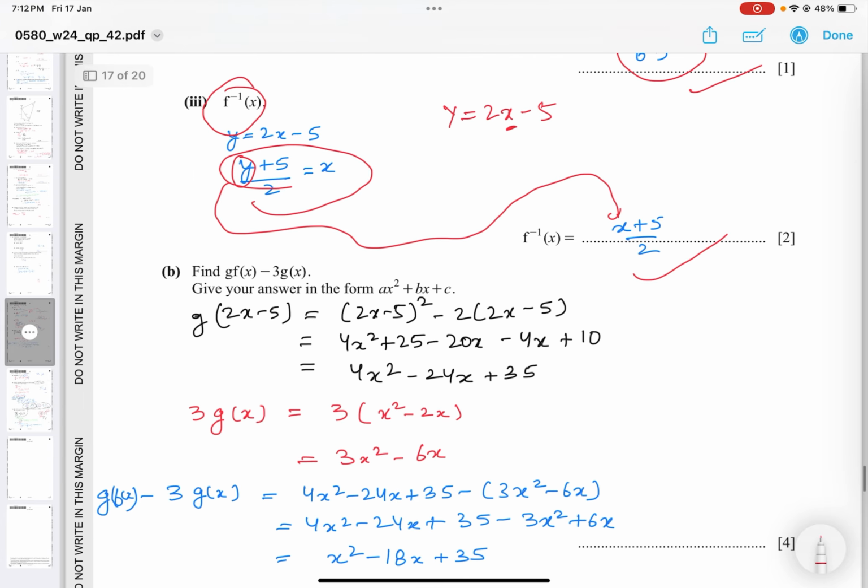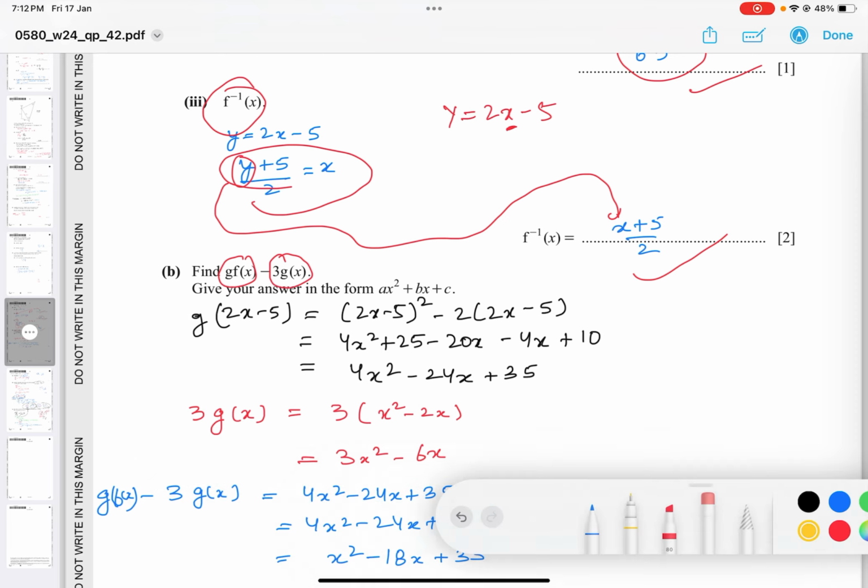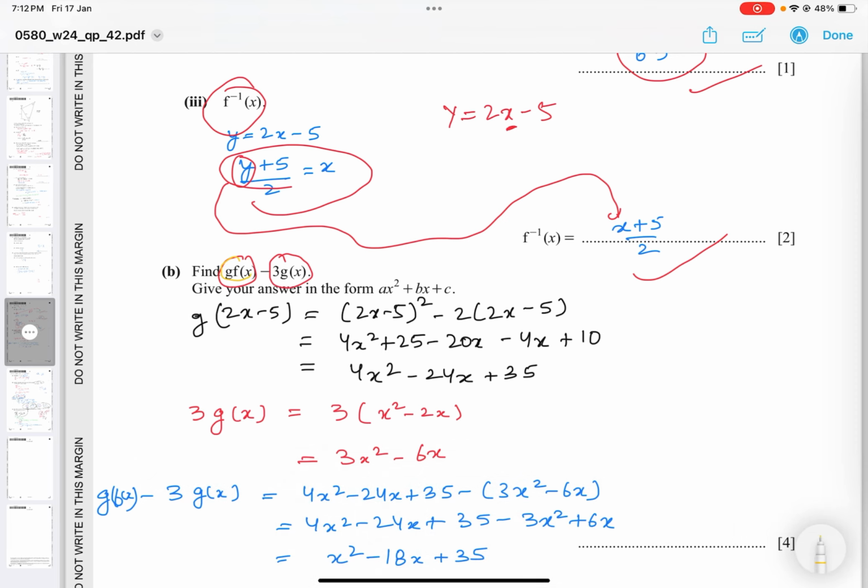Very good. Now, we have to find g(x) minus 3g(x). Let us do this one. See, first we will find g(x). So what was our f(x)? f(x) was 2x minus 5. We will put it into the g function.